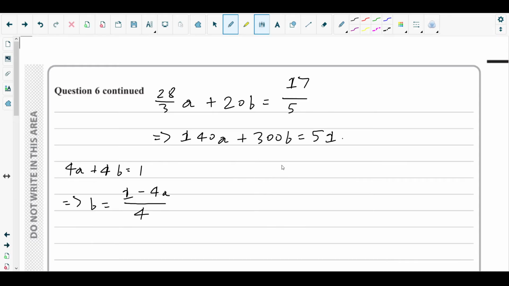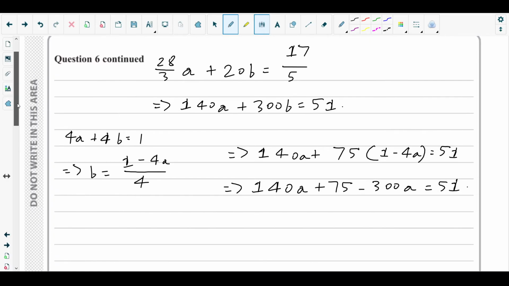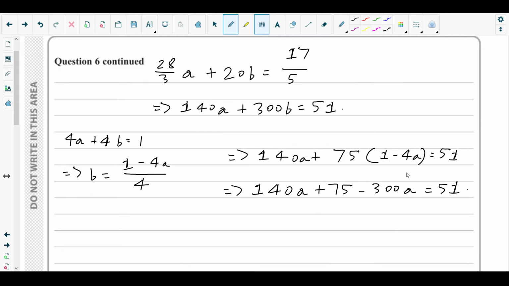Okay, so let's put it into this equation to get an equation in terms of a only. So 300 over 4 is 75, right? It would be 75 times 1 minus 4a. It is equal to 51. So what we can write here? 140a plus 75 minus 300a equals 51, right? Okay, then they wanted an equation in terms of a. So this would be the answer for part 1 of this question.